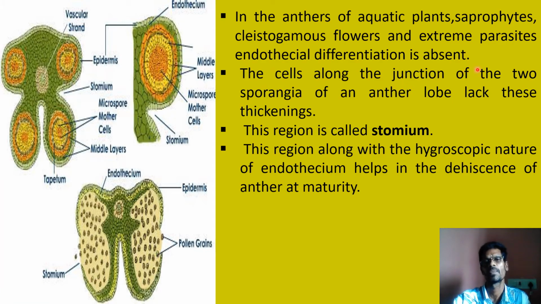Endothecial differentiation is absent in the anthers of certain aquatic plants, saprophytes and cleistogamous flowers, where the layer is uniform in nature. The cells along the junction of two sporangia of an anther lobe lack these thickenings. So here one sporangium combines with the next sporangium where the endothecium is very thin. Such a region where there is no thickening of the endothecium is called the stomium. This region, along with the hygroscopic nature of the endothecium, helps in dehiscence of the anther at the time of maturity, through which the pollen grains are liberated.